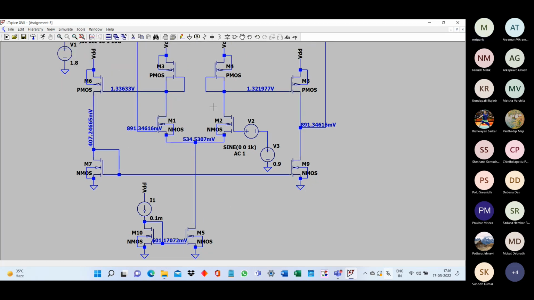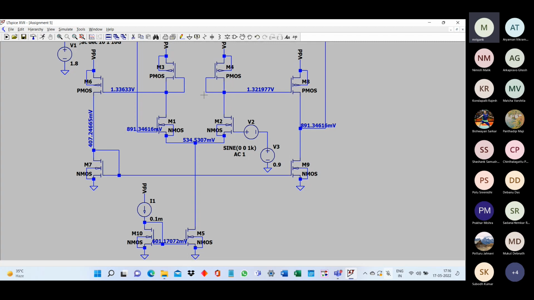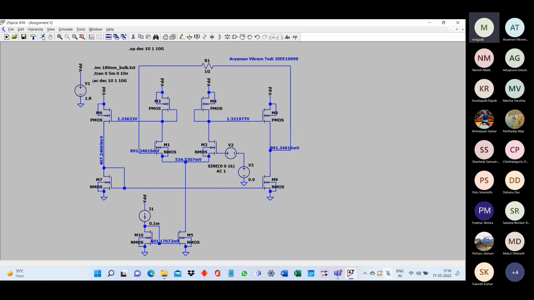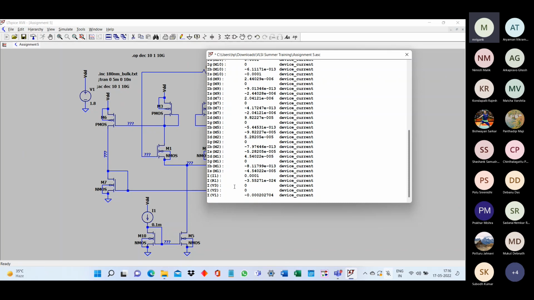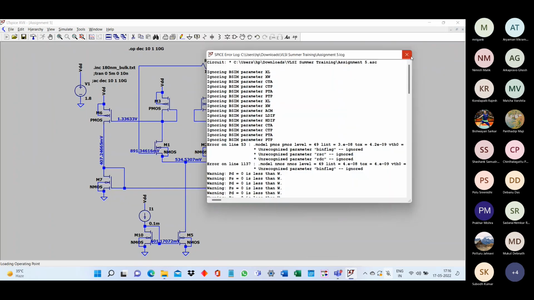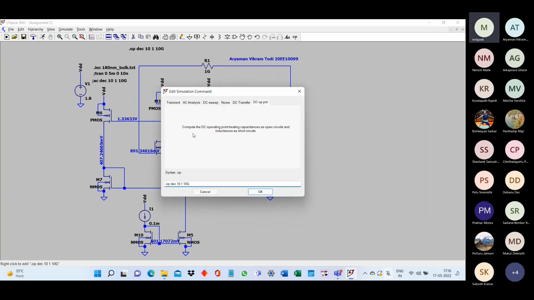You could have put a resistor also over there, 1 ohm, 0.1 ohm, whatever. That will also tell you. DC operating point, I think click at .op. It should be able to give you the current. It should print the currents also to different branches.